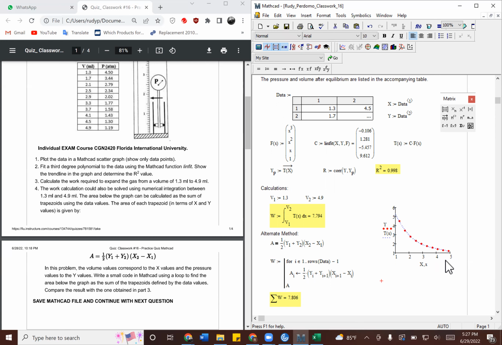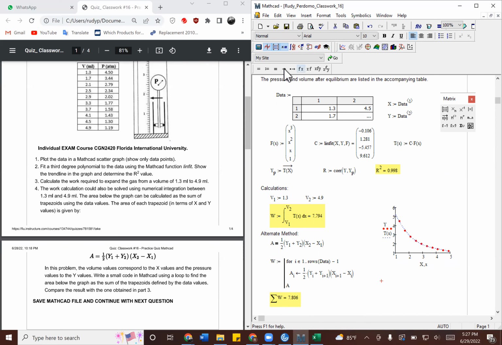So I had it 1 to 5. Okay. Gotcha. And then now we have our trend line on our graph. Show the trend line on the graph and then determine R-squared.